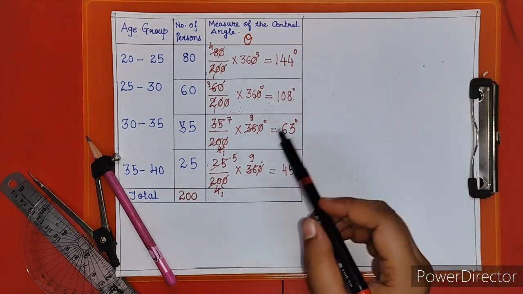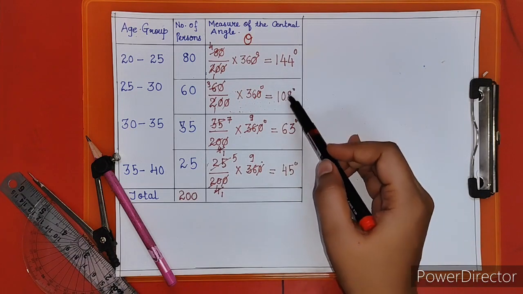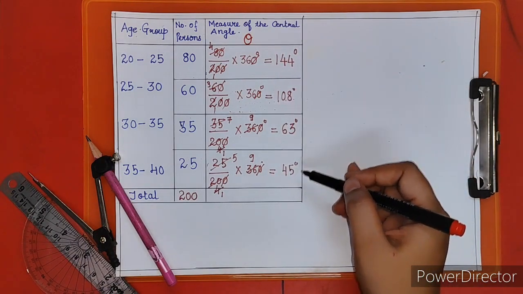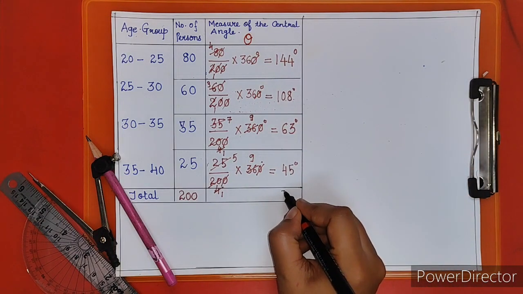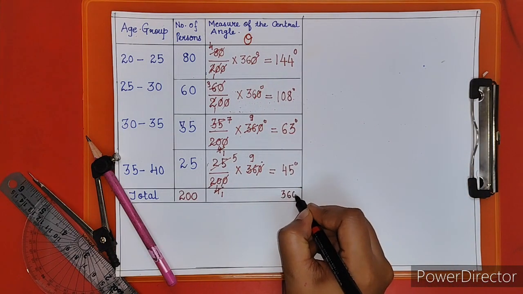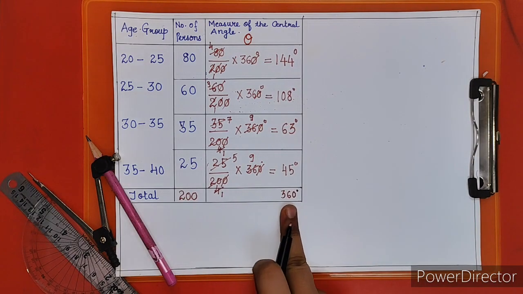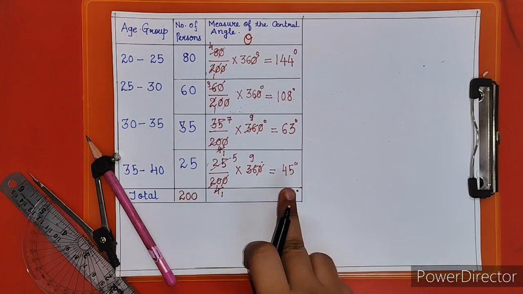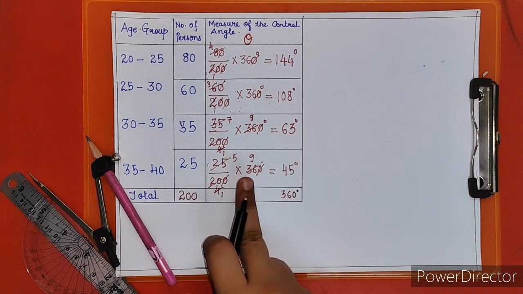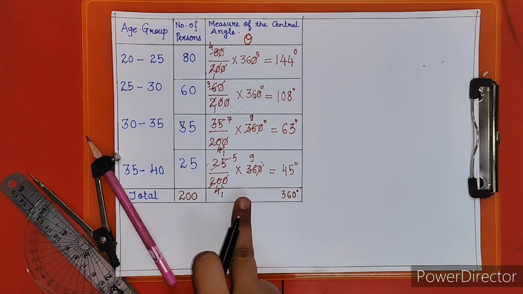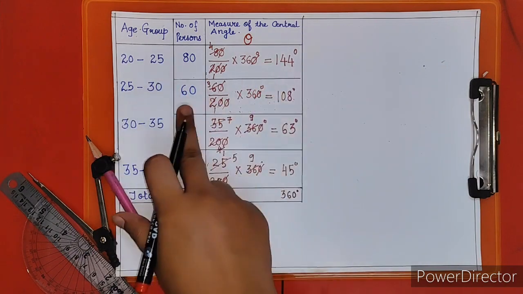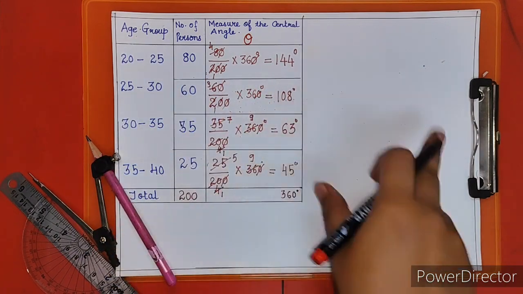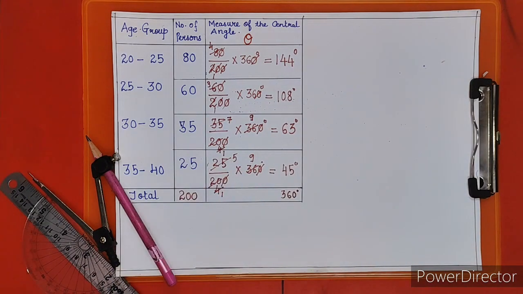So if you want to check that your calculation is correct and the central angles you got are correct, you have to add all the central angles and check whether the sum of all central angles is 360 degrees or not. If it is 360 degrees, your calculation is correct. If it is not 360 degrees, you have made a mistake somewhere and your calculation is wrong. So we got all the 4 central angles corresponding to the number of persons. Now we can make a pie diagram of the given information.